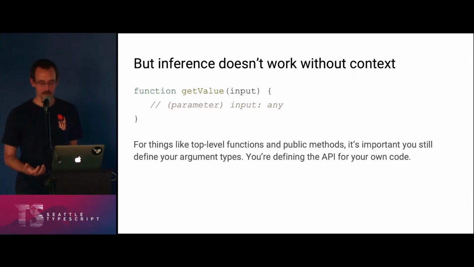However, inference does not work without this context. So if I have a function that's just floating all alone that I define myself, the input will still be any. For things like top-level functions and public methods, it's important that you define your own argument types. I know it's hard, but you should do it. Because you're defining the API for your own code at that point. That's where anyone could come in and use that function or that method. So it's good to get the contract right, get those arguments down.